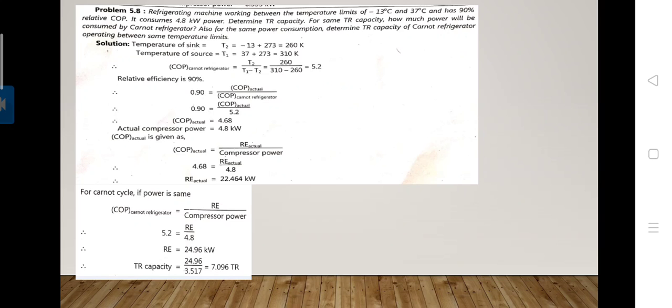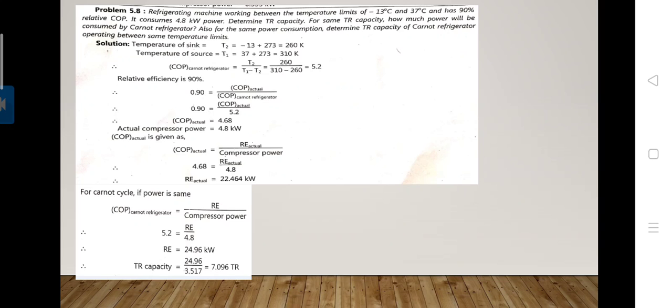By adding 273, we convert degree centigrade into Kelvin. So T2 is equal to 260 Kelvin and T1 is equal to 310 Kelvin. COP of the refrigerator by using the formula T2 divided by T1 minus T2, where T2 is 260 and T1 is 310. By putting in the T1 and T2 values, we calculate COP equal to 5.2. Next, the relative efficiency is given as 90%. It is given in the problem, that is 90% relative COP.